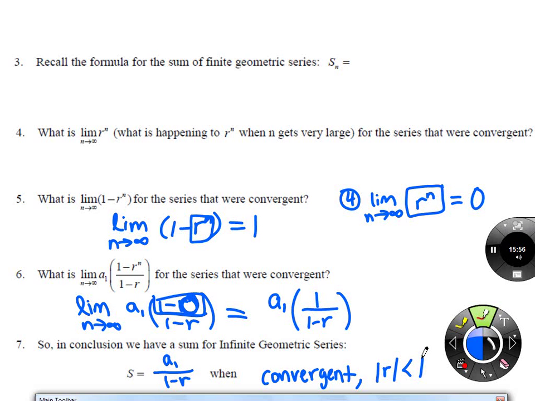Just less than 1. Actually, if the ratio is 1 or 0, we don't include those as geometric series, because if the ratio is 0, you just have 0 the whole time. So it's actually a constant function. If the ratio is 1, think about this.